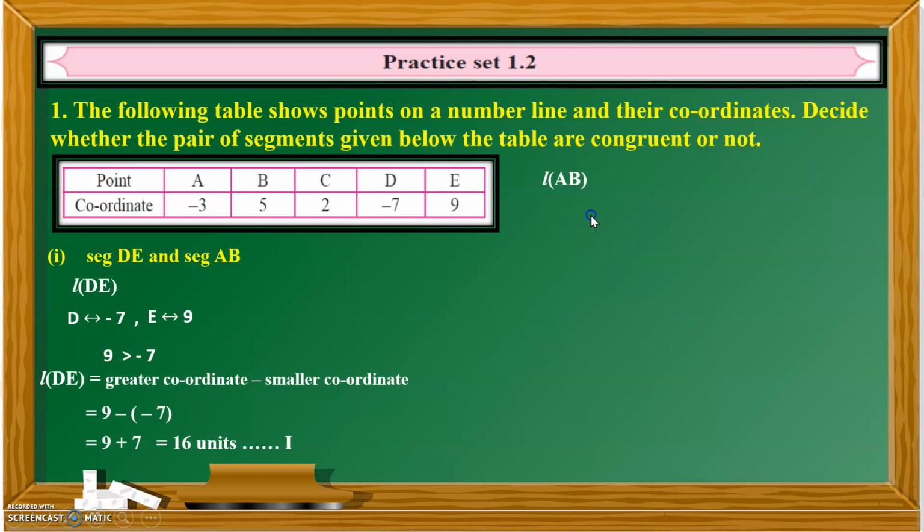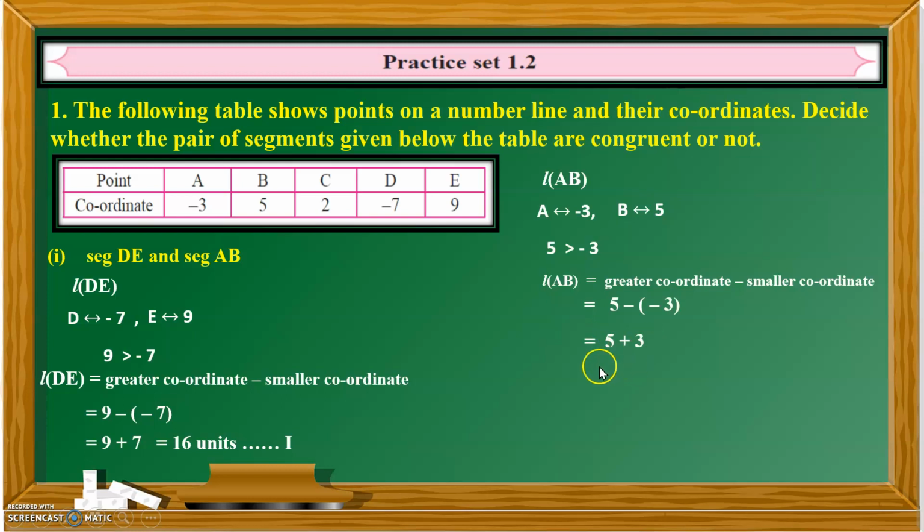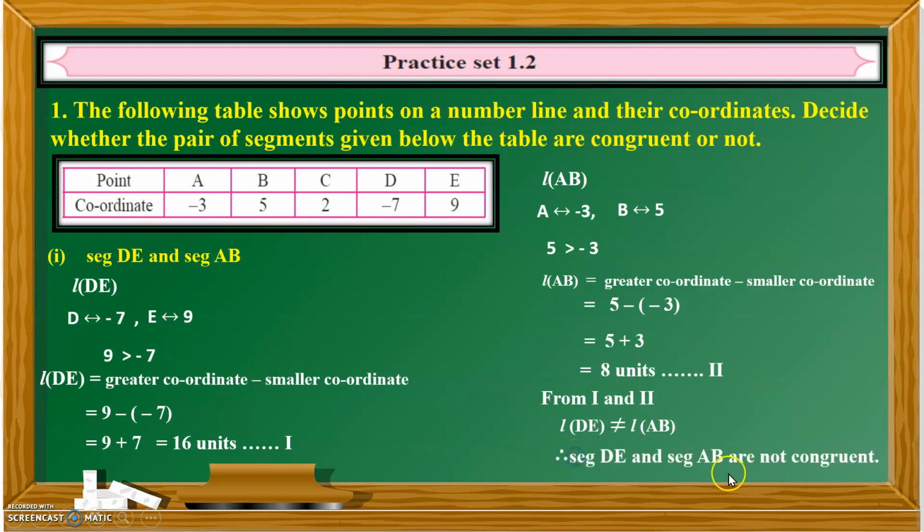Then we proceed to find the length of segment AB. So coordinate of A is minus 3, coordinate of B is 5. 5 is greater than minus 3. Then the formula, then substitution, 5 minus of minus 3. Next step, 5 plus 3 equals 8 units. We call this 2. Now from 1 and 2, what do we get? From 1 and 2, length DE is not equal to length AB. Therefore, when the lengths are not equal, what do we say? We say that segments are not congruent. Segment DE and segment AB are not congruent. Okay, with this we have finished the first sub question of question number 1.